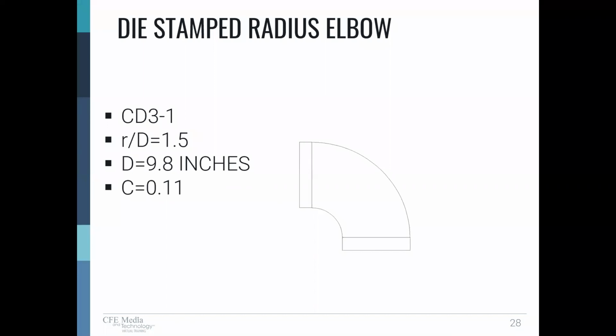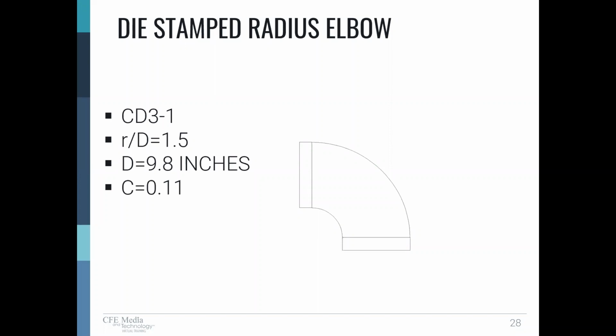And then D is 9.8 inches, which is a really, really strange number. But it turns out that the fittings in the ASHRAE guide were based on metric. And so the 250 millimeter diameter duct was in reality 9.8 inches. So I converted it to English measures so that we could keep everything relative. So the coefficient of loss on this particular fitting is 0.11.